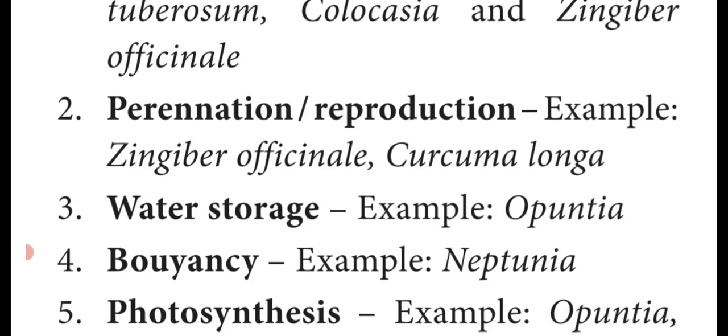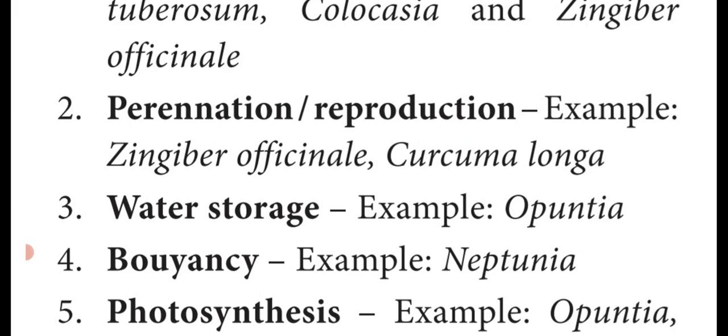Then the second one, perennation or reproduction. Some stem portions are responsible for vegetative reproduction. That is said to be perennation or reproduction. Example, Zingiber officinale, that means ginger. Dear students, the ginger contains many nodes and internodal regions. And also, we all know that ginger is covered with an outer scale.